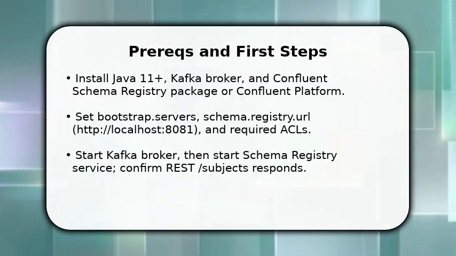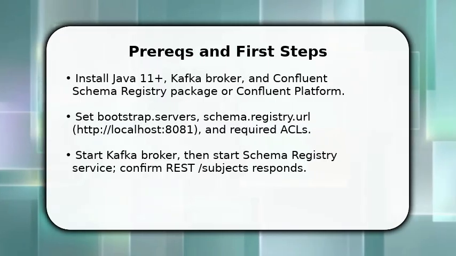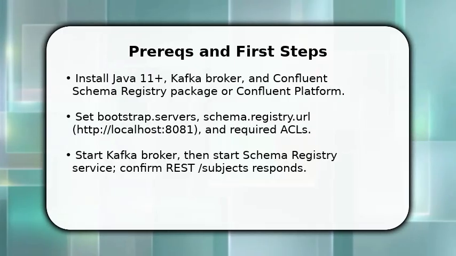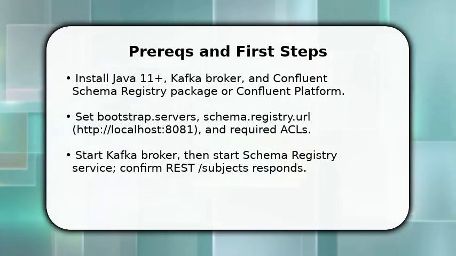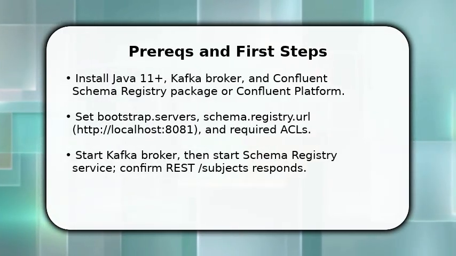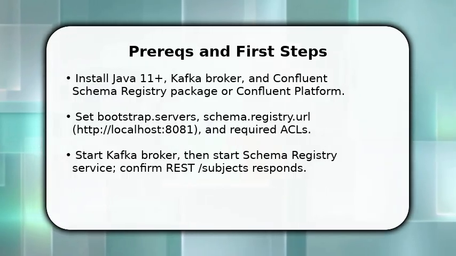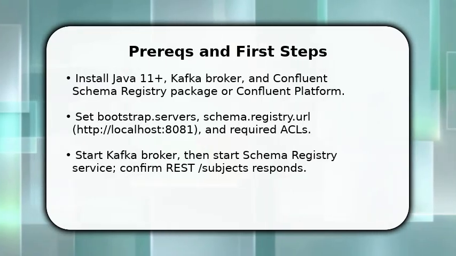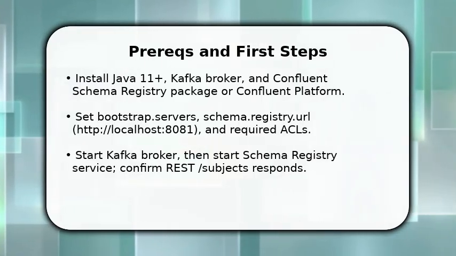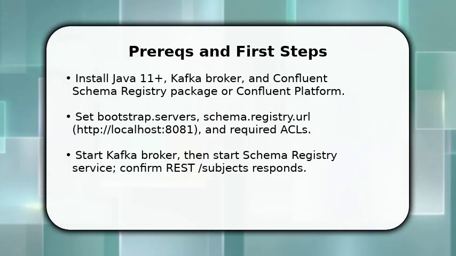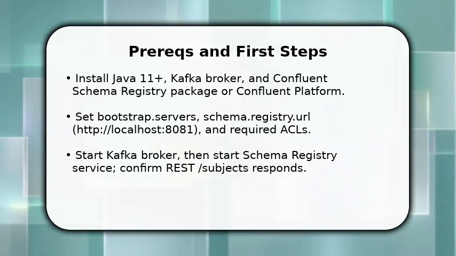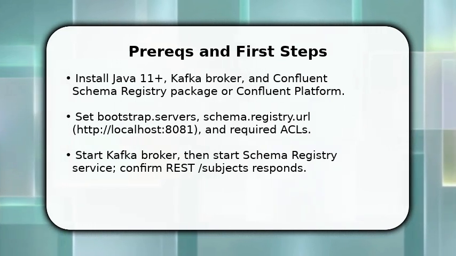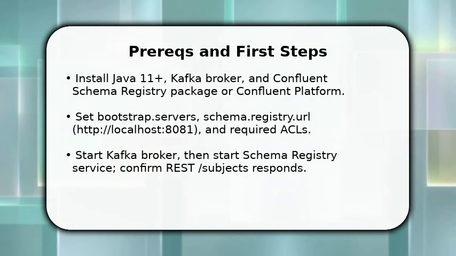You begin by ensuring Java, a running Kafka broker, and the Schema Registry binary or Confluent platform are present. Next, set bootstrap.servers to your broker list in schema.registry.url to the registry REST endpoint. Start Kafka first, then start the Schema Registry service so it can connect to Kafka for storage. Once the service is up, call GET /subjects to verify it responds. Doing these steps now avoids chasing startup ordering problems and verifies the control plane is reachable.